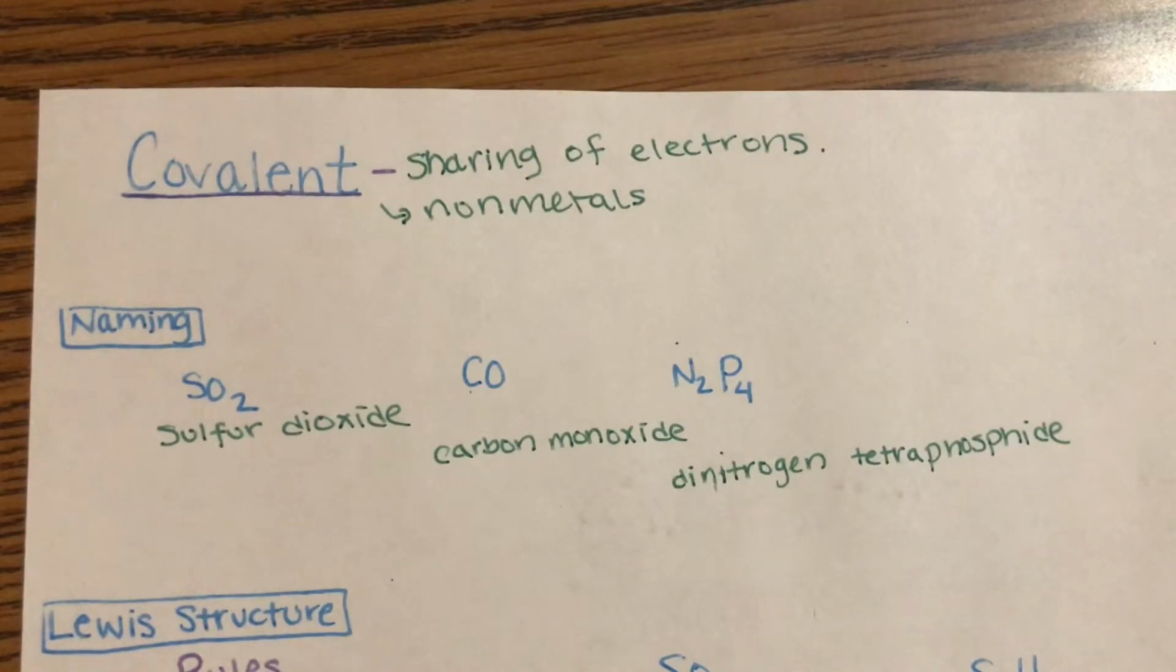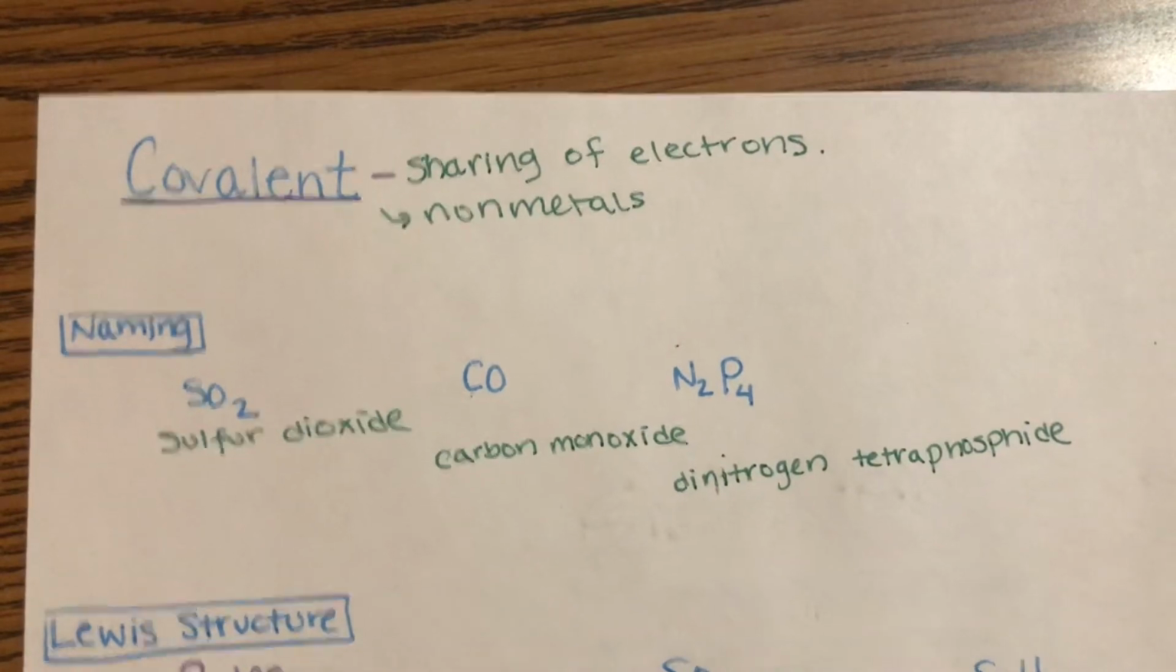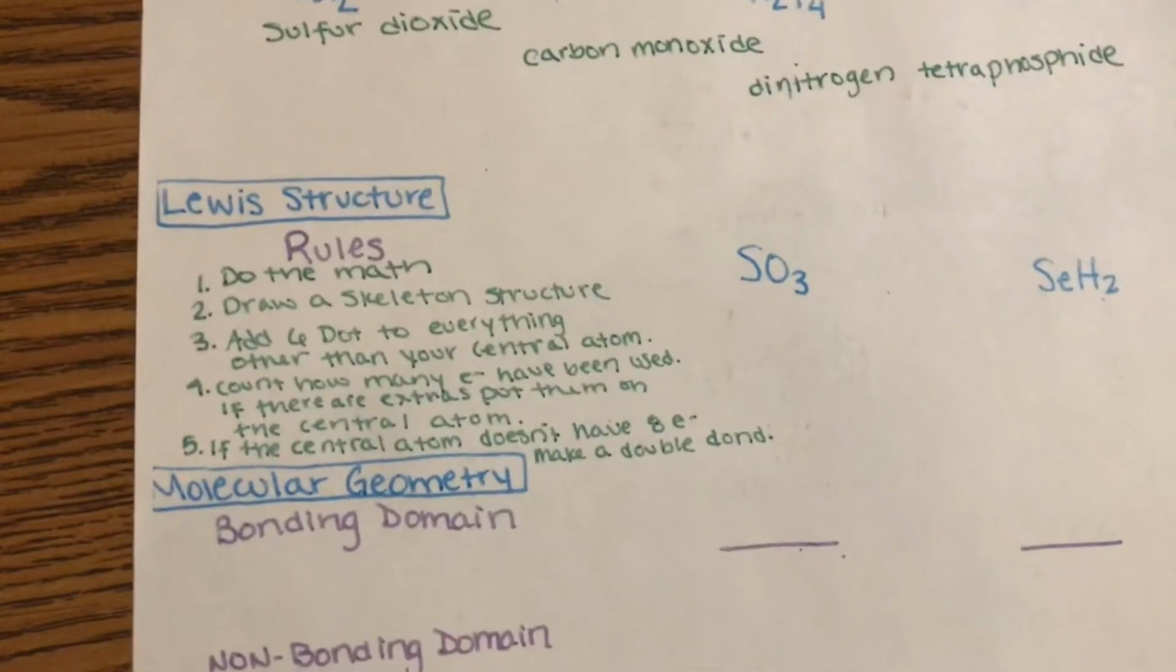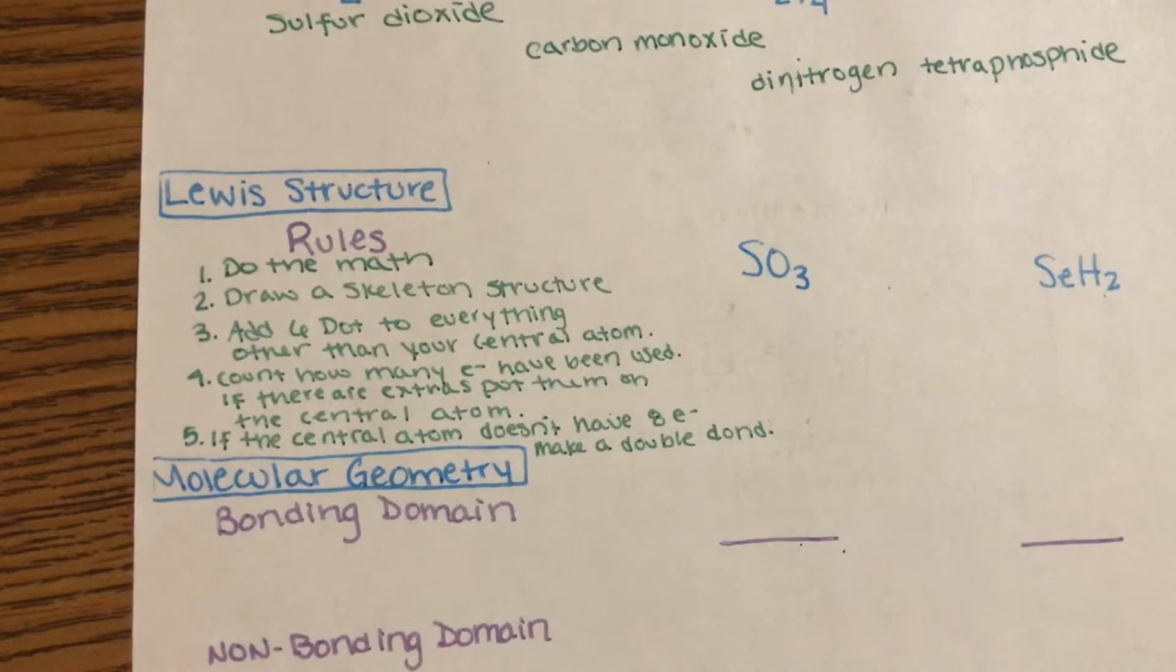So this wasn't the biggest part of the unit. We actually only probably spent, I think, a half day on that naming. The biggest part was our Lewis structures. For Lewis, we had 5 rules. The first thing we had to do was our math. Second thing you had to do was draw a skeleton structure, then add 6 dots to everything other than your central atom. Keep in mind, hydrogen is an exception to that rule, and hydrogen's happy with just a line, so you don't add dots to hydrogen.